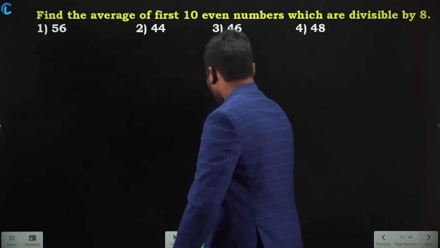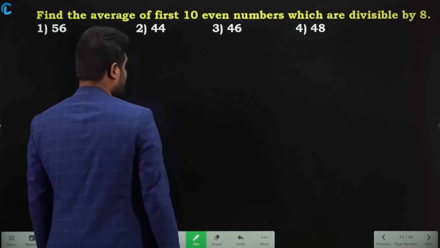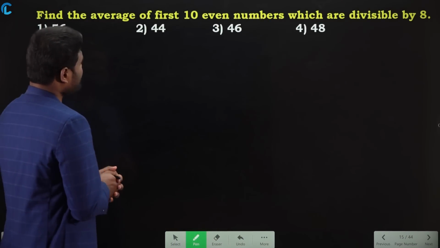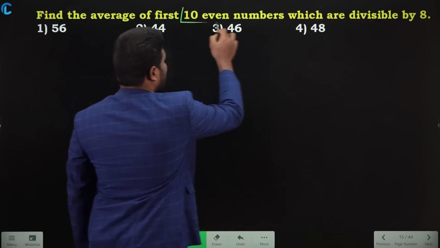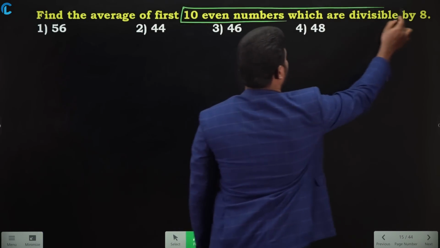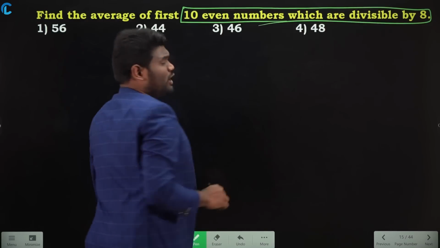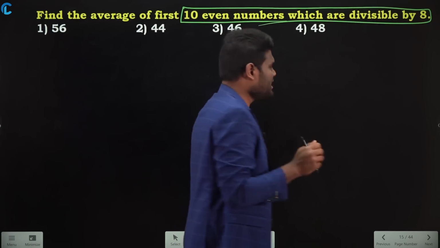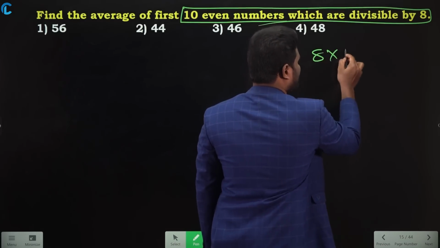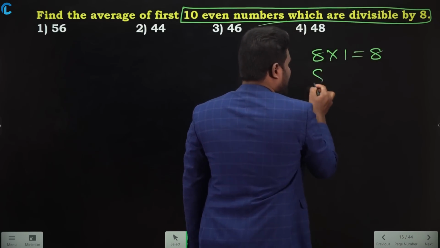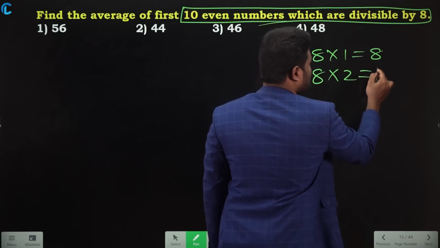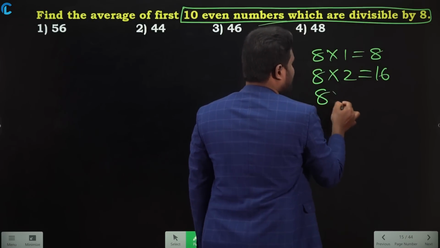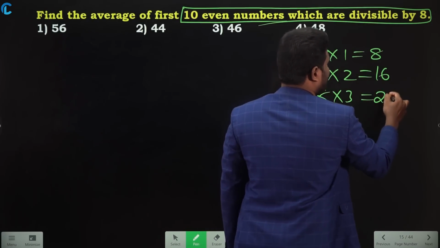Next question. All these are simple and basic questions. Find the average of first 10 even numbers which are divisible by 8. Look here, now it should be divisible by 8. If it is divisible by 8, observe here carefully. 8 one time is 8. 8 two times is 16. 8 three times is 24.